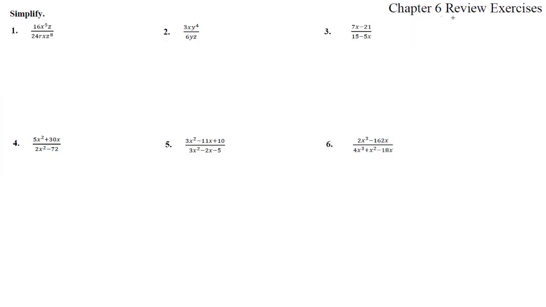Here we are in Chapter 6, Review Exercises numbers 1 through 6. We're told to simplify these fractions. That just means we need it factored and then cancel and slash stuff. 16 over 24 reduces by dividing by 8 on top and bottom. So that'll be a 2 and that'll be a 3.